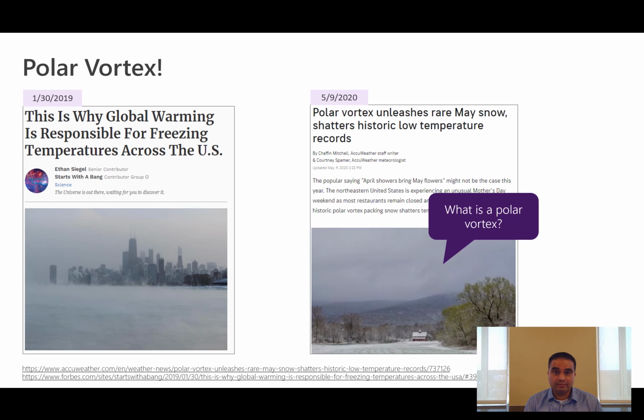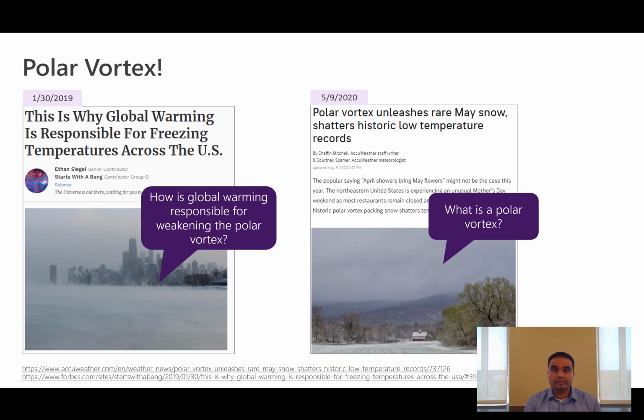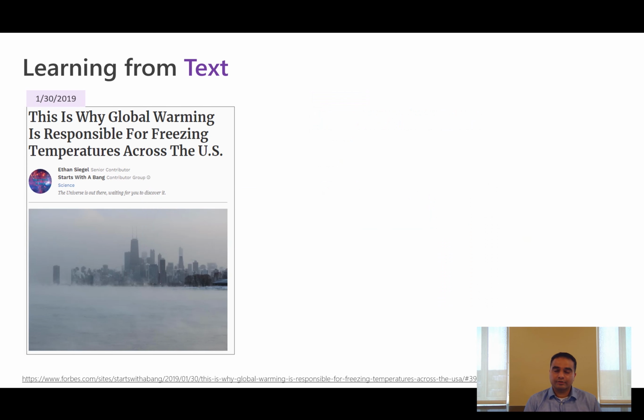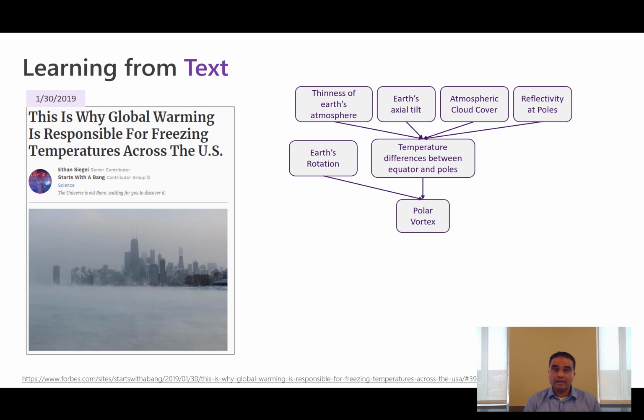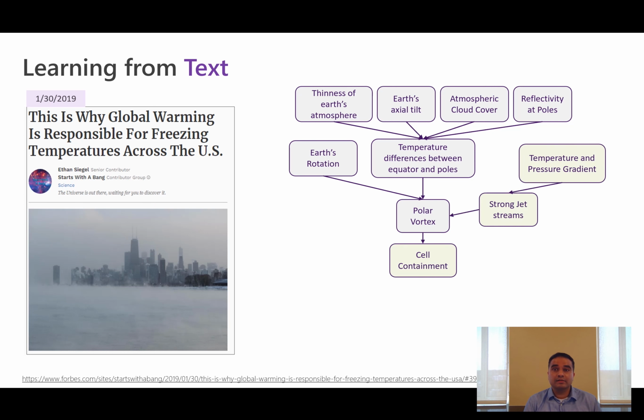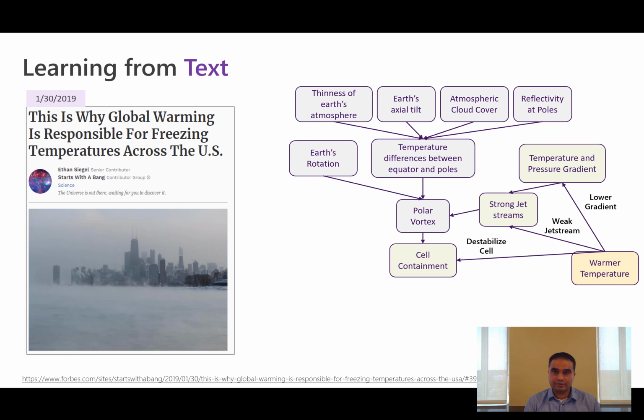And can we reason about the associations between global warming and the weakening of the polar vortex? It is a complex network of causal relationships. To understand this argument, we need to first acquire a mental model of how a polar vortex is formed. Then we need to understand why it typically remains confined to the poles. Building on this understanding, we need to infer the causal relationships between warmer temperatures and the weakening of the polar vortex, which causes a cold snap here in the US.